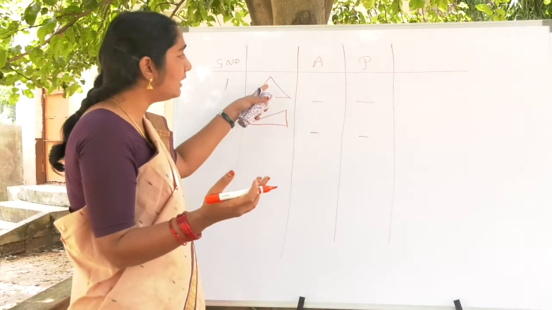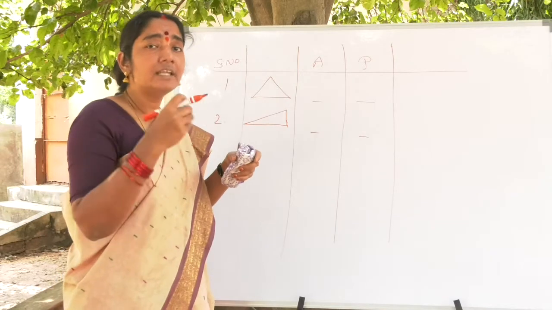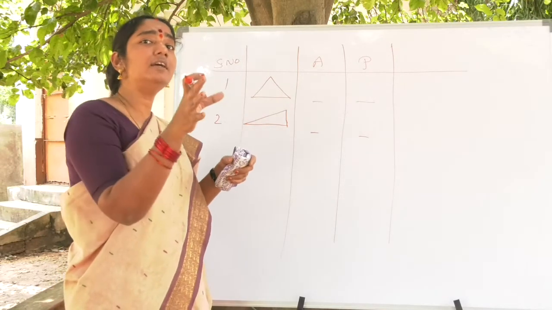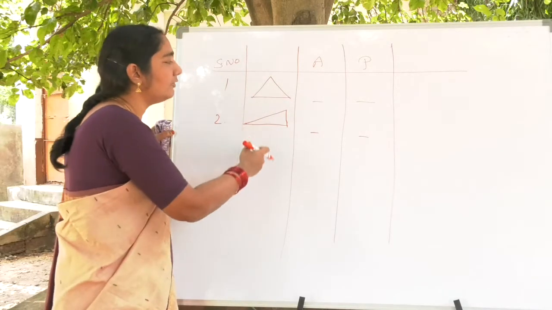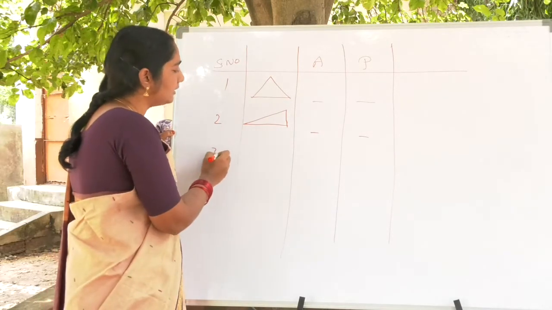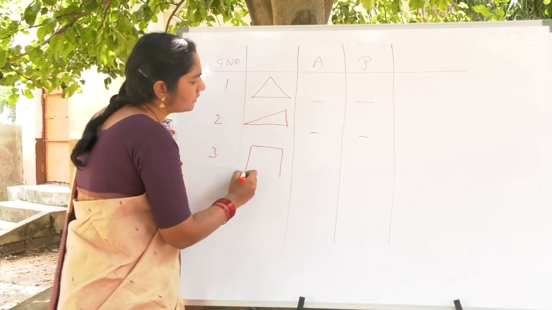So always an equilateral triangle is a shape where the perimeter is very less and the area is maximum when you take a triangular shape. So you will understand. You take different triangles. For example, in the third case, you are taking a square.